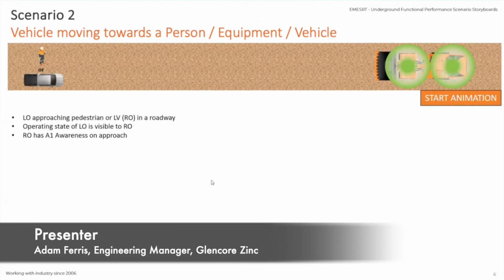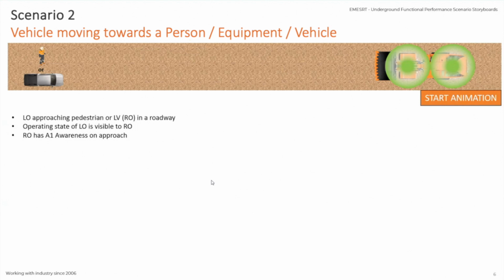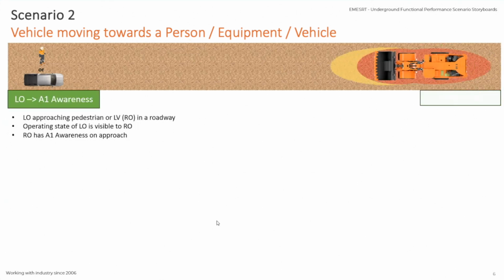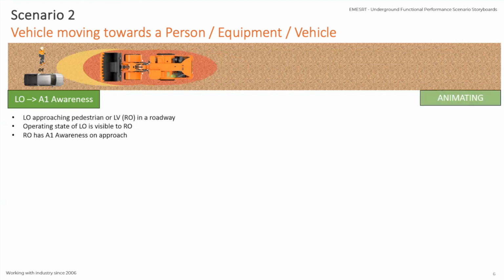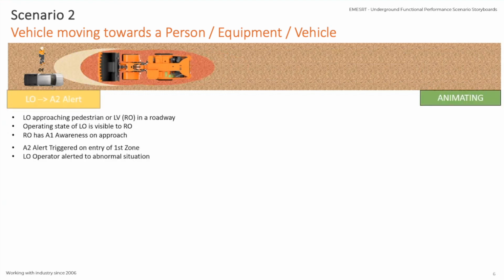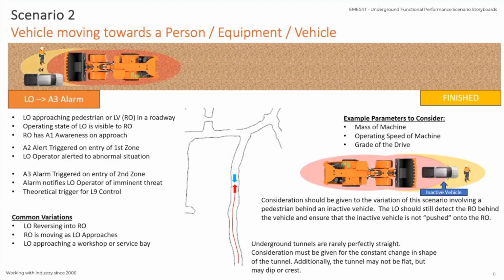Scenario 2, we've got our vehicle moving towards an object. On the right-hand side, we've got our loader in this particular case, and that loader is going to be approaching the LV or pedestrian on the left in this particular example. As that loader approaches, they should have their A1 awareness on screen, so they should have their situation awareness in general. If they get too close, they get their A2 alarm, and then if they continue forward, they get their A3. Fairly straightforward, fairly simple, but there's a couple of nuances with it that we're going to go through.